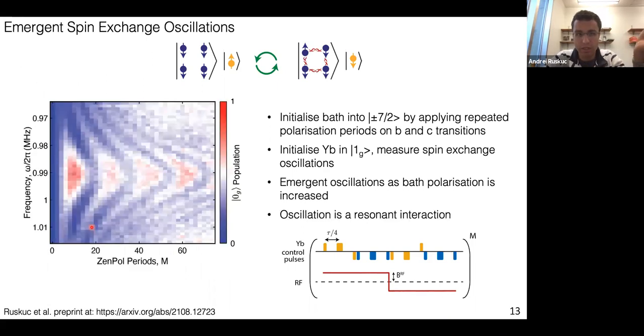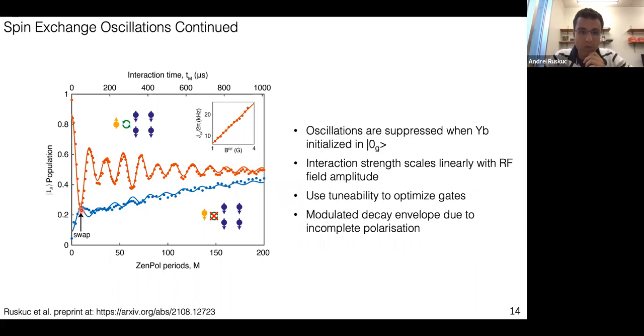We can verify that these oscillations are indeed a resonant phenomenon by varying the detuning of our Zanpol sequence relative to the vanadium C transition frequency, and we observe this characteristic Rabi type resonance. We also verify that when we initialize the ytterbium into the spin down state with no spin excitations in the system, these spin exchange oscillations are totally suppressed. And we also demonstrate in this inset that as we tune the RF field amplitude, we can linearly vary the interaction strength between the ytterbium and the vanadium ensemble. This really enables us to tune our quantum swap gate and optimize the fidelity.